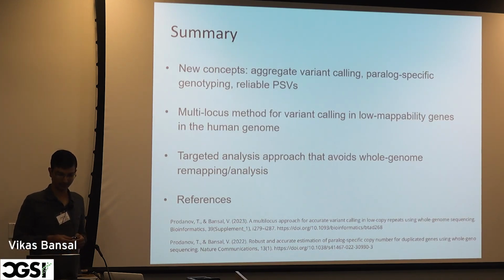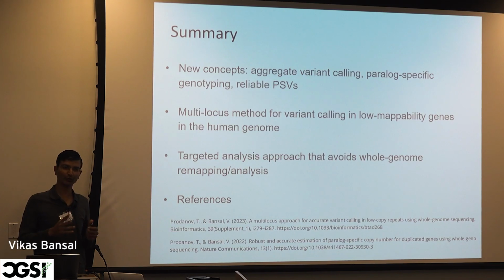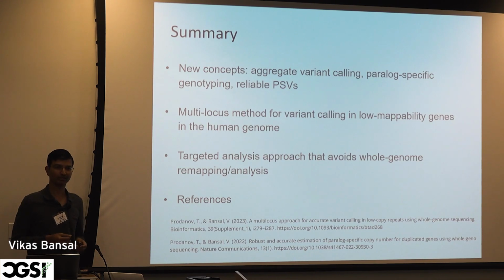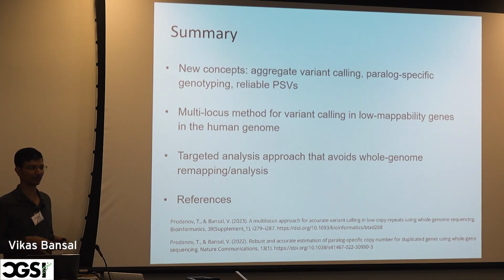So basically, I think I'm at the end of my time. Just to summarize, I gave you these somewhat new concepts of aggregated variant calling, parallel specific genotyping, and reliable PSVs that many of you probably have not heard or seen before. And these are the key ingredients for this multi-locus method for variant calling in low mappability genes.